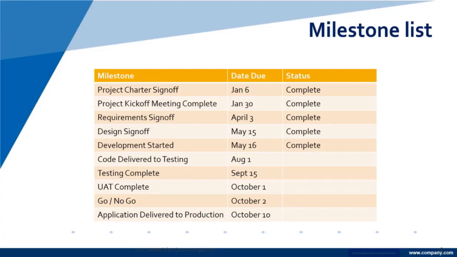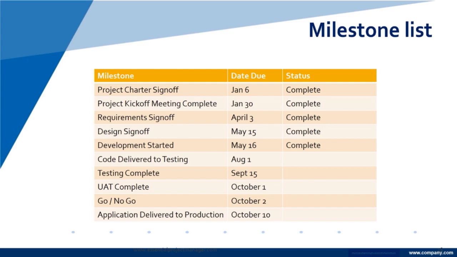So, milestone list. Example of it is here. This slide shows you some typical milestones that a project might have. You have a project charter sign-off, and I have the statuses. So a milestone list is you both want the deadline and the status. So if something's complete, you want to know it. If something's delayed, that's also important because you want to know the things that are moving slower than you thought.